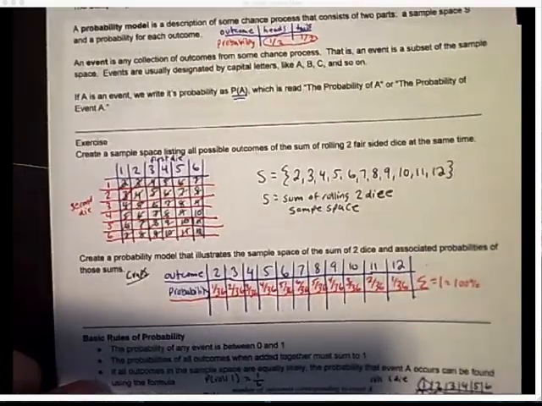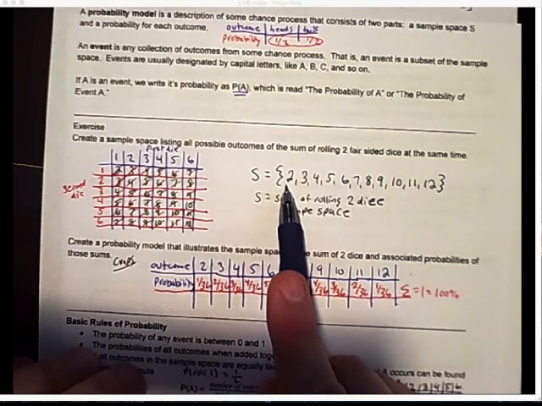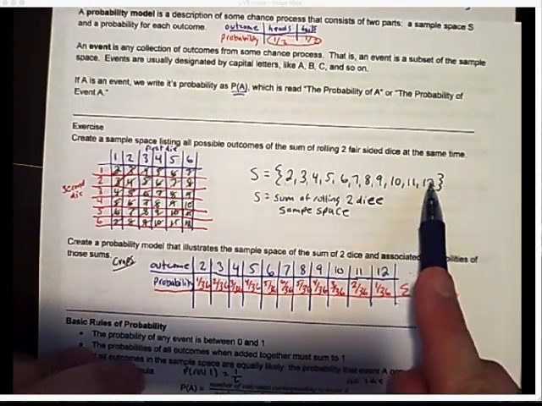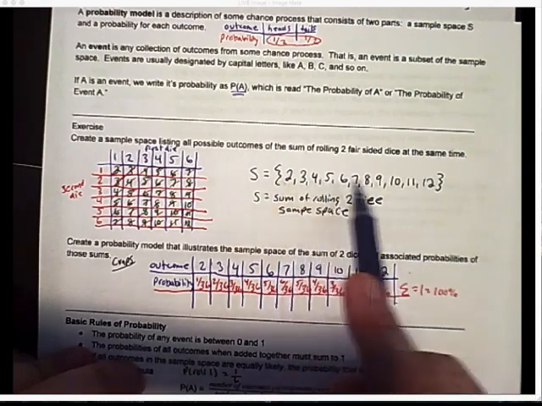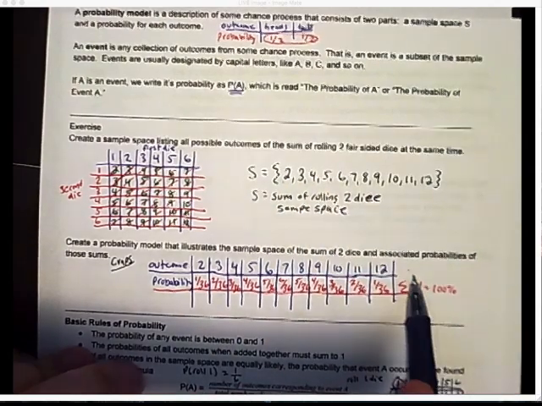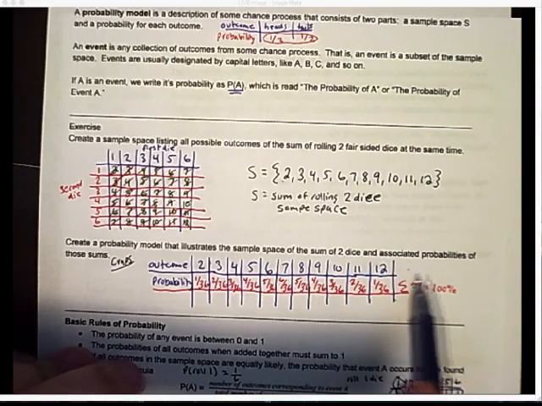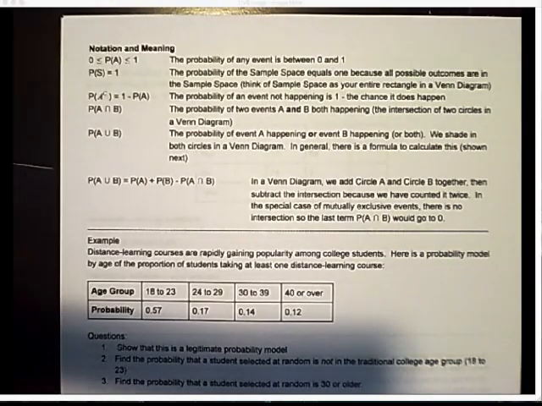what they're saying, based on this previous thing, here was my sample space for the sum of rolling two dice. If you were to add all the probabilities of getting these numbers, like down here, it equals 1. Okay, that's what that part means.